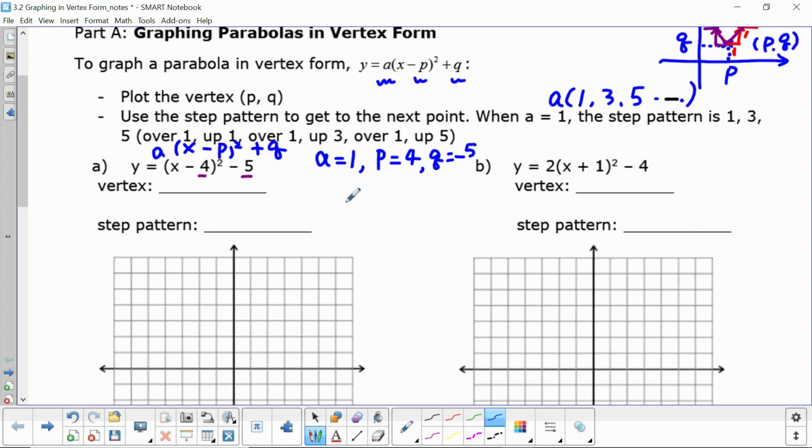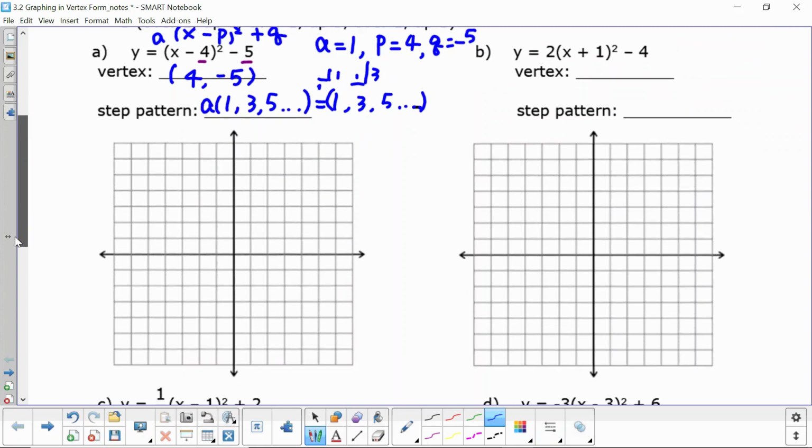So it's -5. Once we have a, p, q, we know the vertex is (p, q), which is (4, -5). And the step pattern is the a value times 1, 3, 5, keep going. So a is 1, so it's just 1, 3, 5, keep going. What this means is run 1, rise 1. And the next point, run 1, rise 3. So from the vertex, we keep going to find the next points. So let's see how we are going to do it.